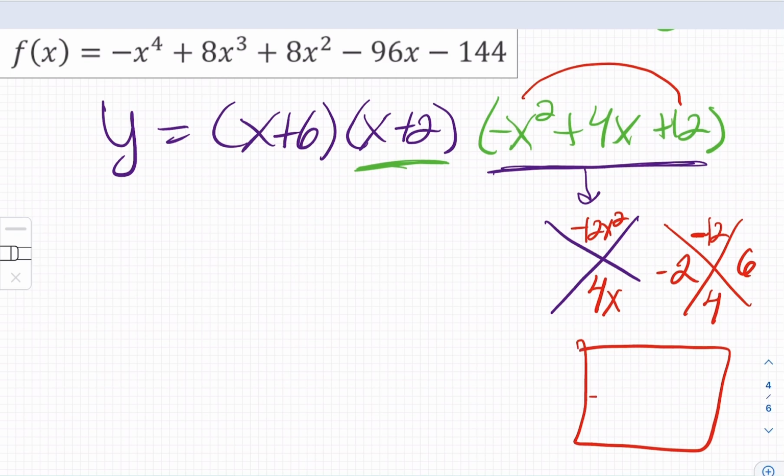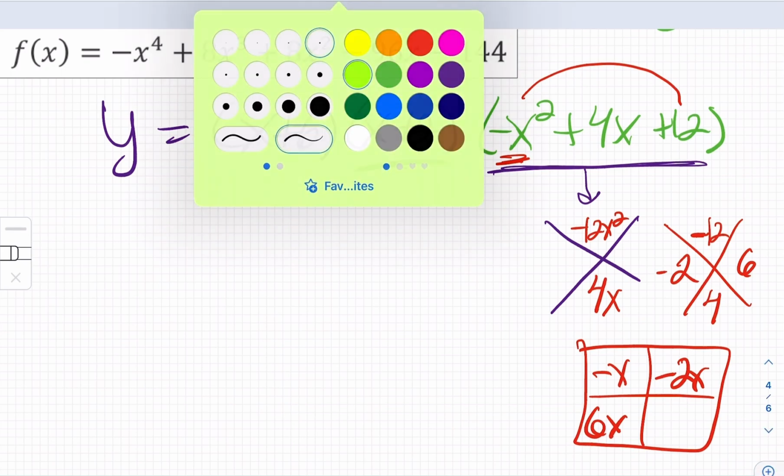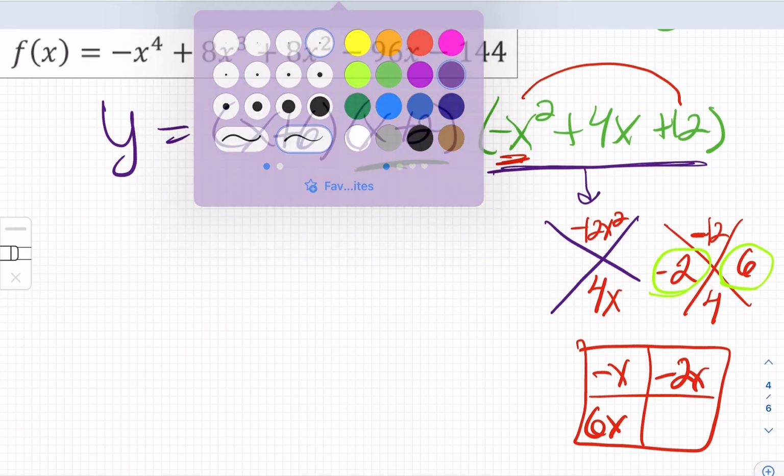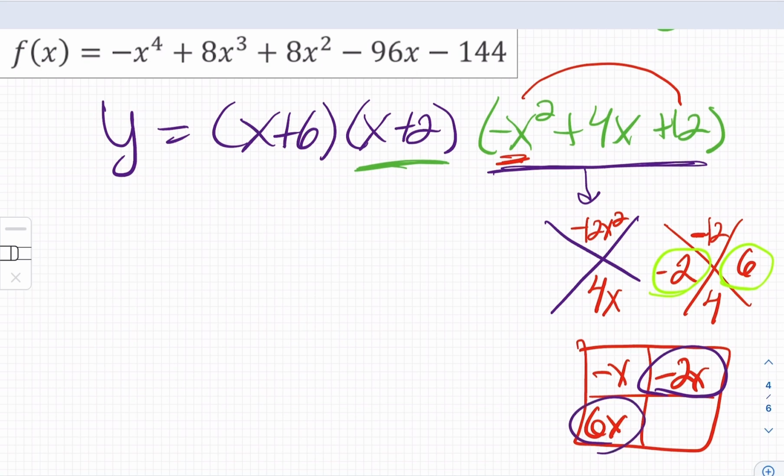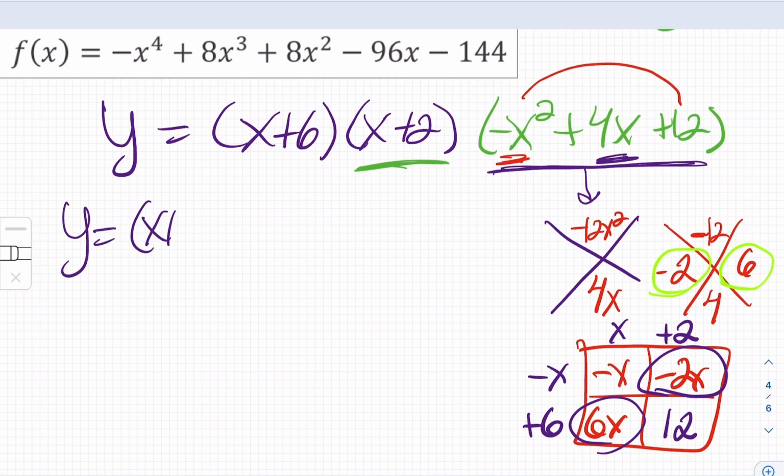So let's do a little box. It's really helpful because this is a negative in front here. So let's do a box. So -2x, 6x. So the only reason to do the diamond was to get these two parts, these two terms, right, which add up to be 4x. And then your C term goes here. So it must be -x here, must be x here, must be +2 here, must be +6 here. And 6 times 2 is 12. Yes, okay, so now I have it fully factored.